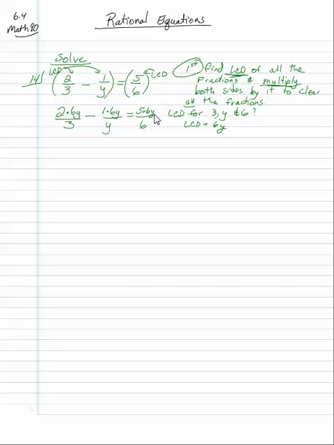6. Normally I don't show this step, but okay, 3 goes in 6 twice, so we get 4y. The y's cancel, so we get 6. The 6's cancel, so you get 5y. And now this is just a regular old linear equation, so just solve it like normal.